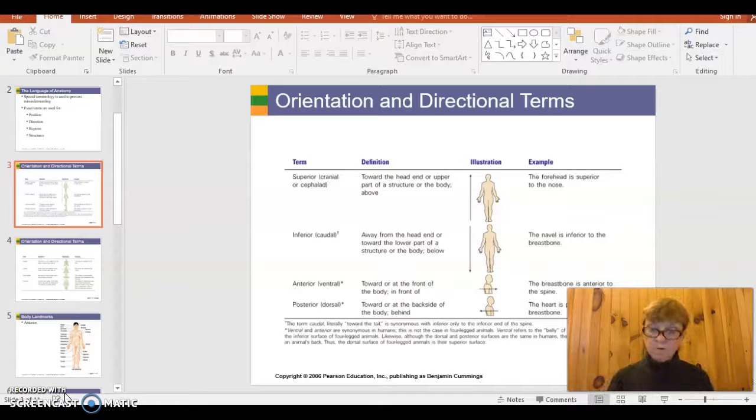The other term for posterior is dorsal. And although you will hear the term dorsal fin in animal science, for example, a fish or a shark, etc., dorsal is also used at times in anatomy as well, especially when it comes to the foot.